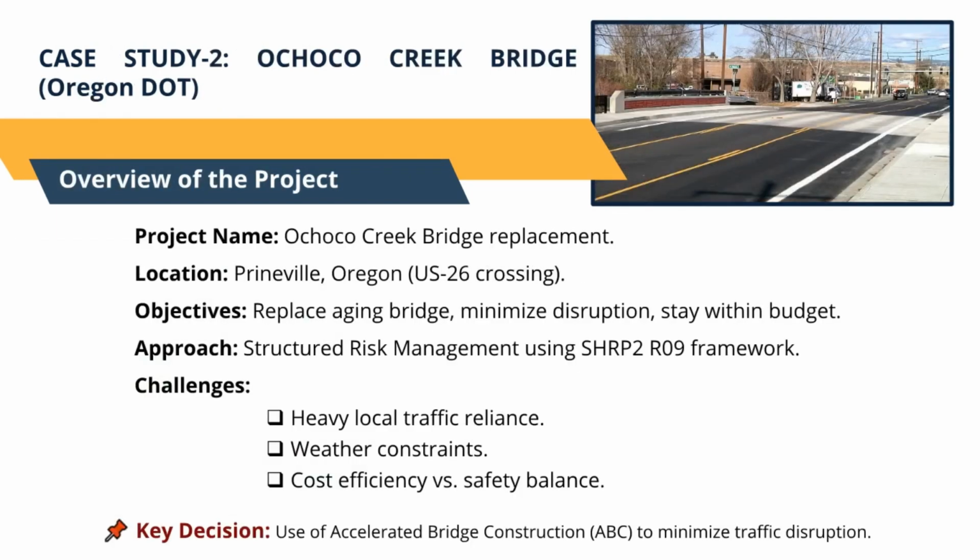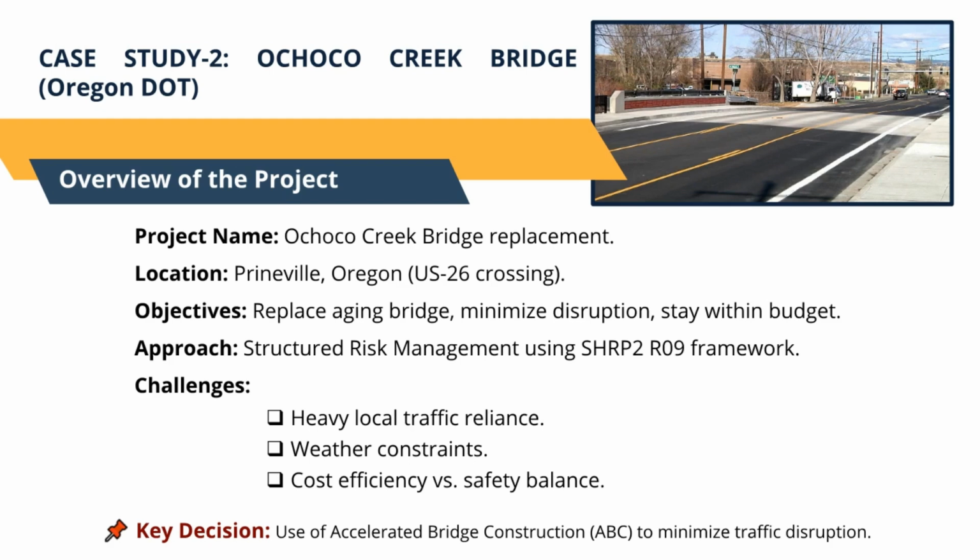Now, let's contrast that large-scale project with a smaller, yet equally brilliant example: the Oregon DOT Ochoco Creek Bridge replacement. The mission was clear but tough: replace a critical aging bridge on US 26, but to do it with absolute minimal disruption to a community that relied on it daily, all while staying tightly on budget. The challenges were familiar but no less daunting. Total reliance on the bridge by local traffic. The unpredictable window of weather constraints.